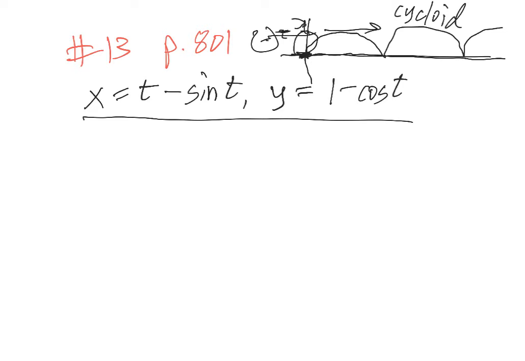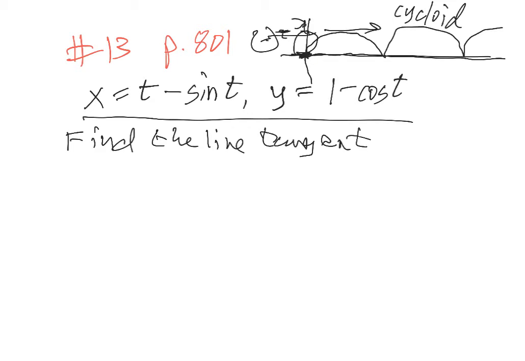What we want to do here is, they ask us to find the line tangent to the curve at t equals pi over 6. So that's kind of ugly.